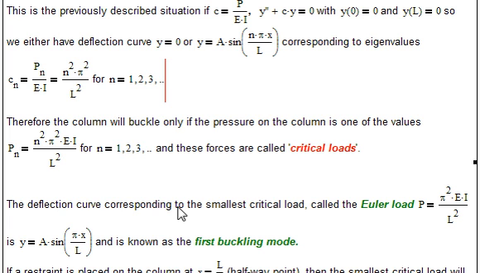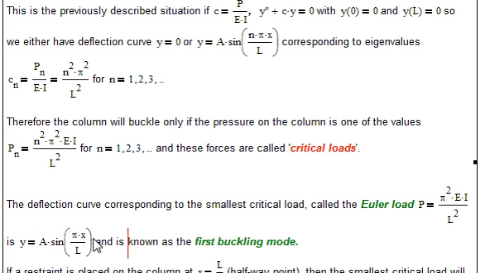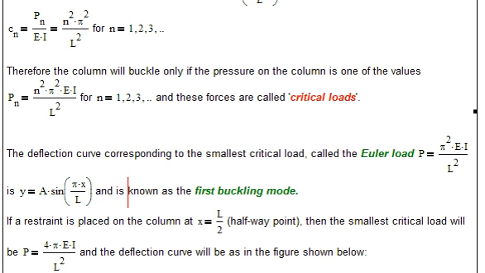The deflection curve corresponded to the smallest critical load, called the Euler load, and that's pi squared times E times I over L squared. And that deflection curve would be sine of pi times x over L, and it's known to be what's called the first buckling mode.